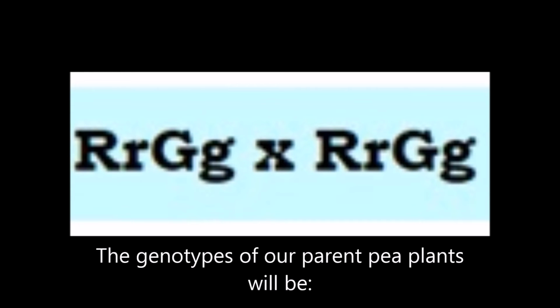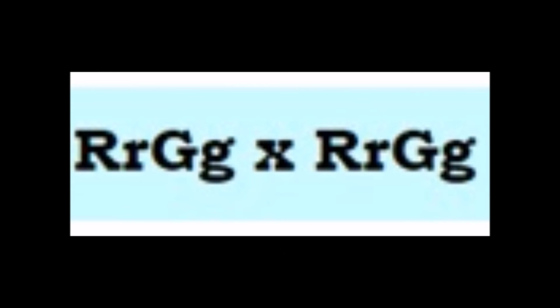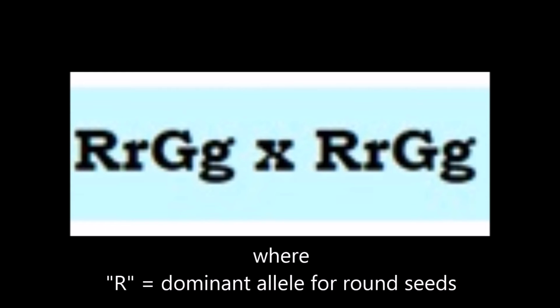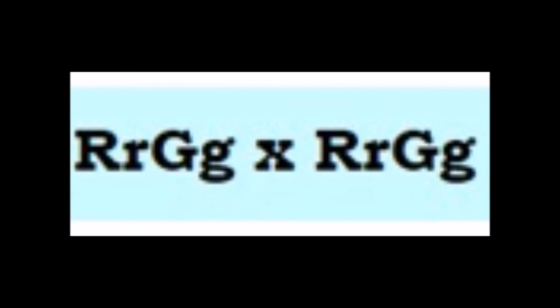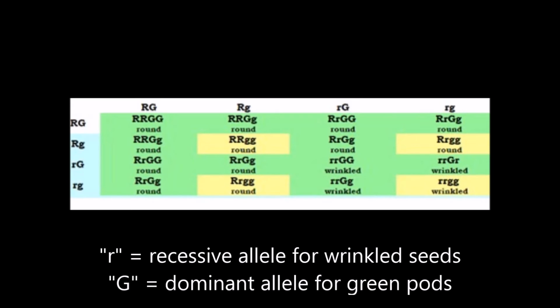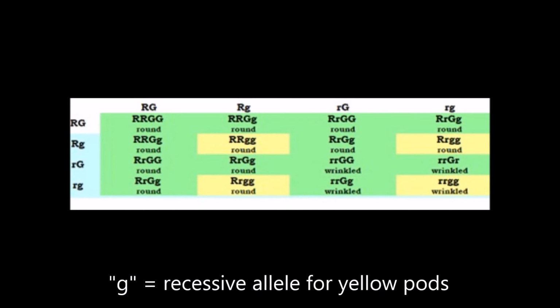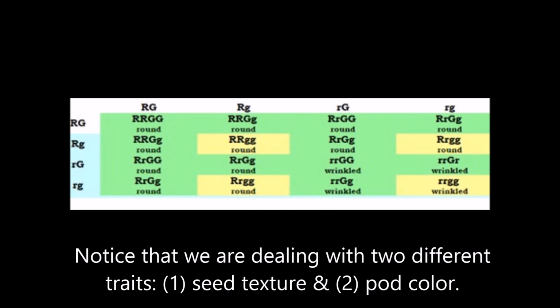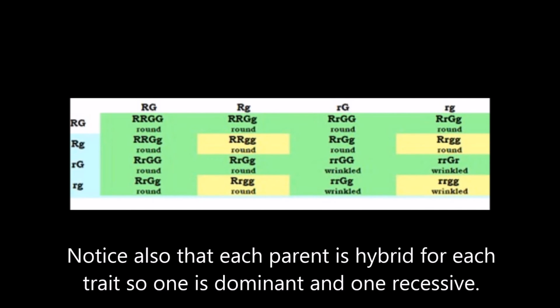The genotypes of our parent pea plants will be RrGg, where capital R is the dominant allele for round seeds, lowercase r is the recessive allele for wrinkled seeds, the capital G is the dominant allele for green pods, and the lowercase g is the recessive allele for yellow pods. Notice that we are dealing with 2 different traits, 1 the seed texture and 2 the pod color. Also notice that each parent is hybrid for each trait, so 1 is dominant and 1 is recessive.